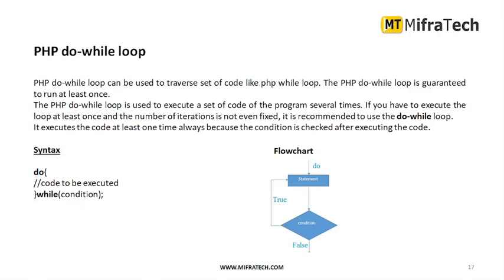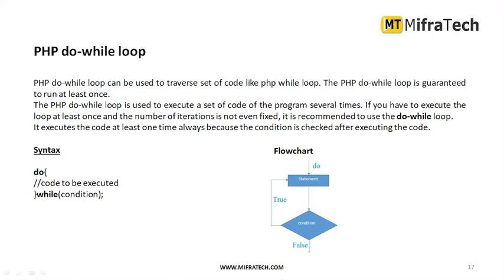Next we go to the PHP do while. A PHP do while loop can be used to traverse a set of code like a PHP while loop. The same. The PHP do while is guaranteed to run at least once. In a while loop, if the condition is false, it directly goes to the output. In a do while loop, the loop will execute once, and then if the condition is not true, it will stop.